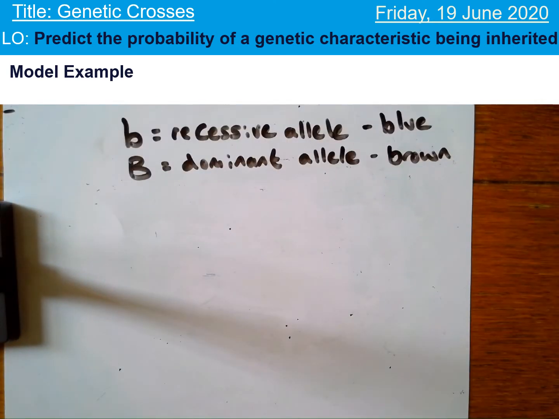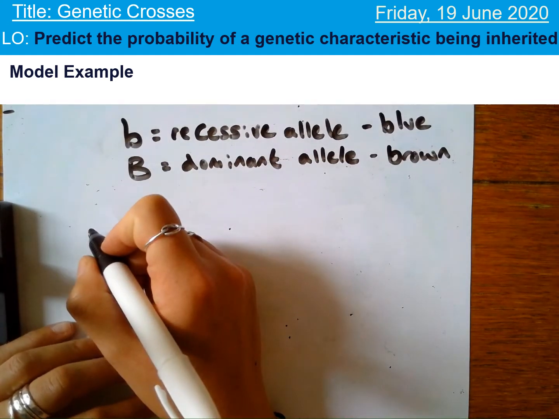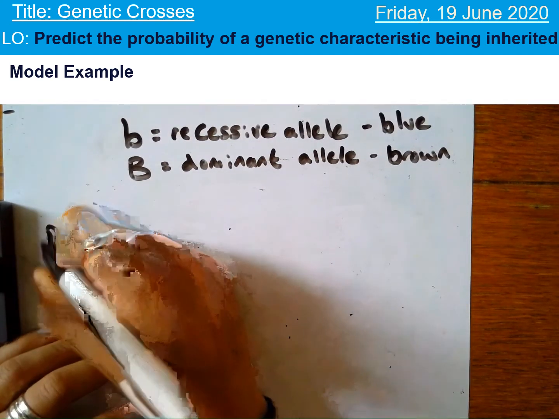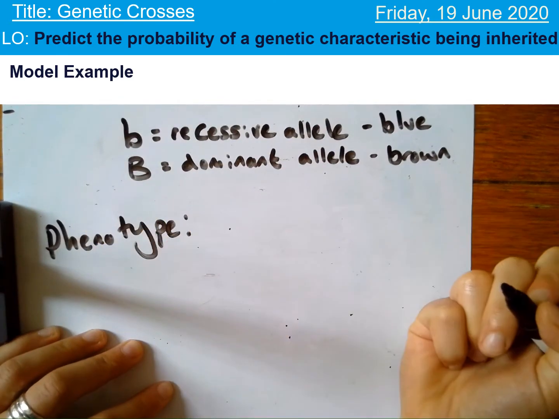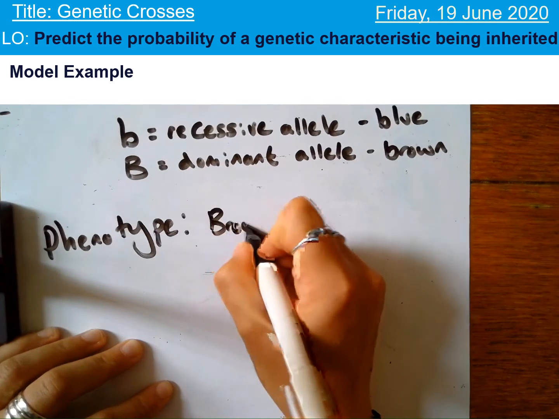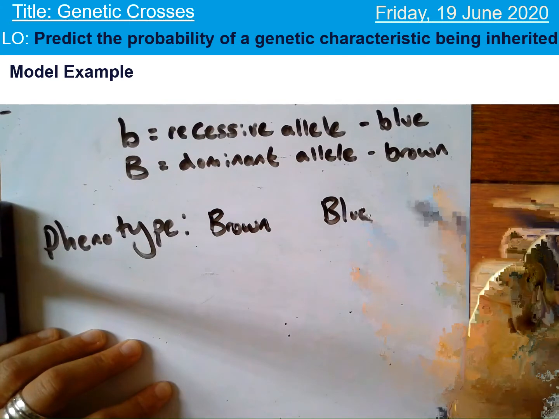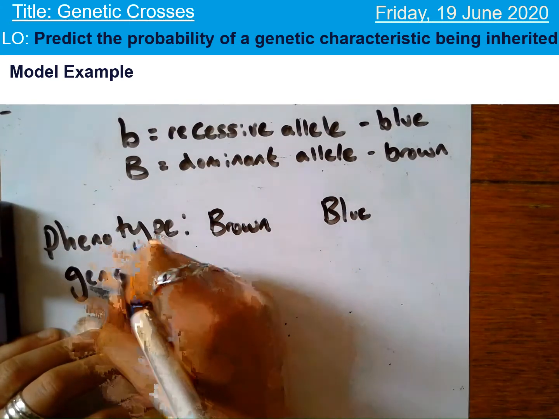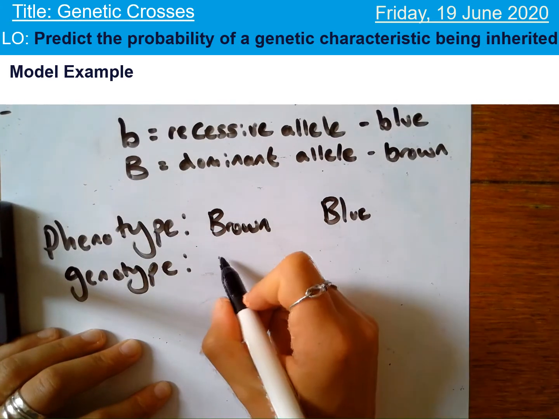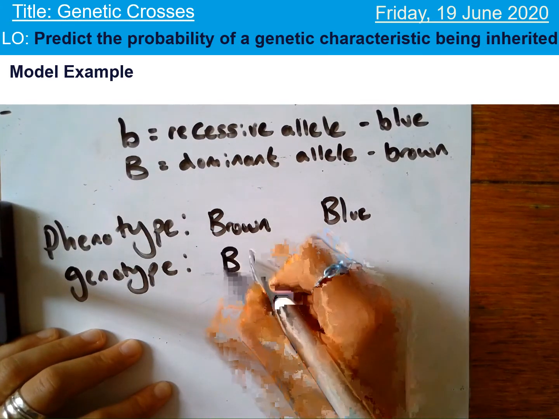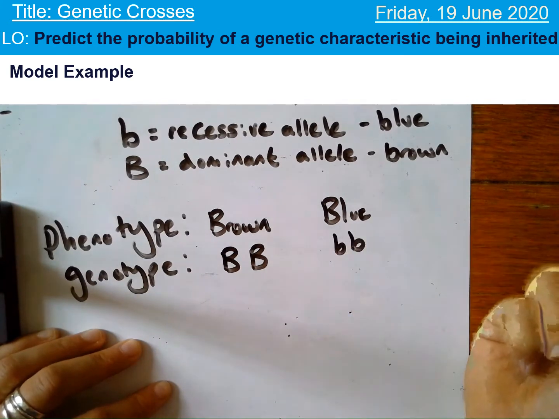What we're going to do is look at the parental phenotypes, that's their characteristic, where we have one parent with brown eyes and one parent with blue eyes. Our parental genotypes, that is the alleles that we have, are going to be homozygous dominant for our brown-eyed parent, and homozygous recessive for our blue-eyed parent.